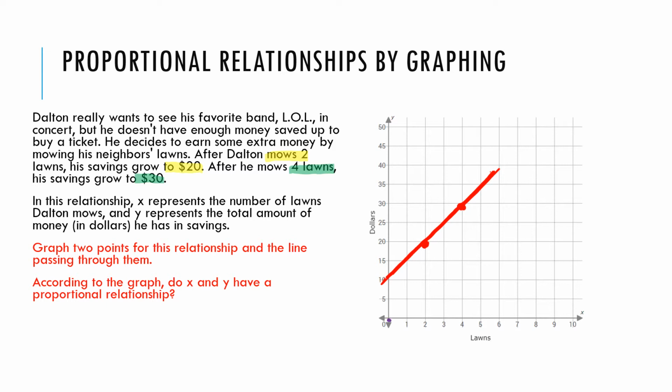Down here is the origin at 0, 0. So that line is not passing through the origin. So if it doesn't meet both of those, a straight line and through the origin, then it is not representing a proportional relationship.